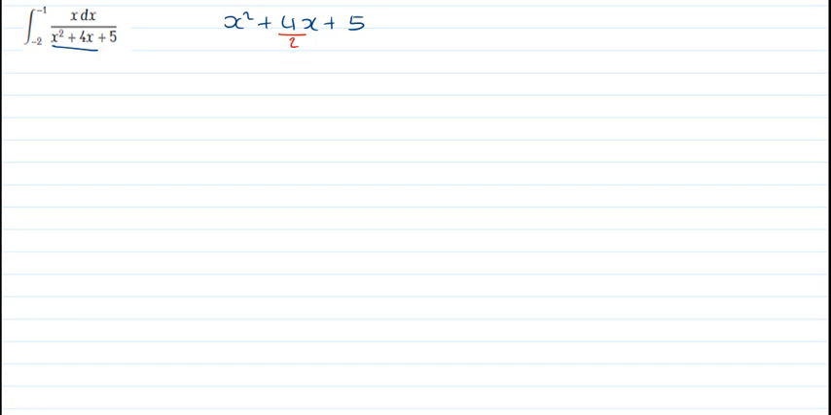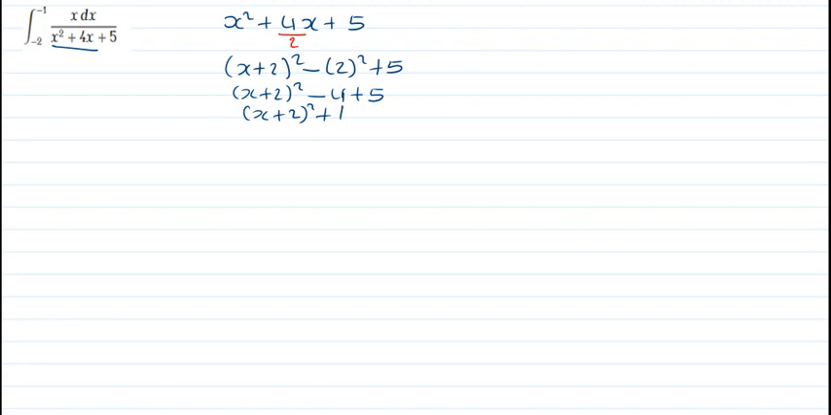So doing that, we are going to have x, then when you divide 4 by 2, we get a 2. So we add it, so it is going to be x plus 2 squared minus the square of it, which is 2 squared, plus 5. Then after that, you are going to simplify. We're going to have x plus 2 squared minus 4 plus 5. Simplifying this further, we're going to have x plus 2 squared plus 1.